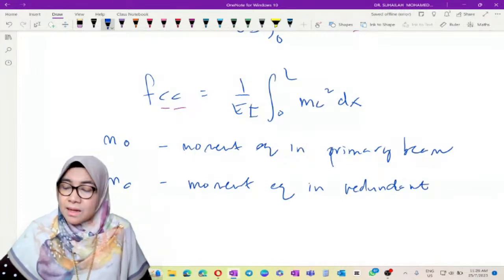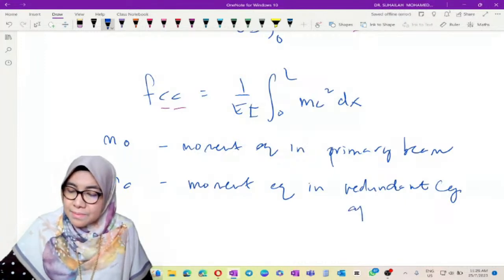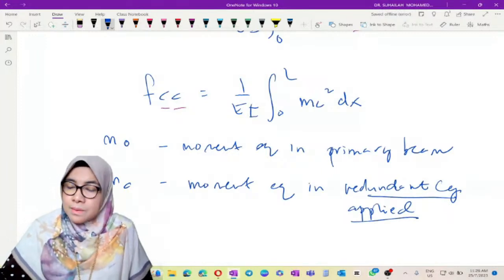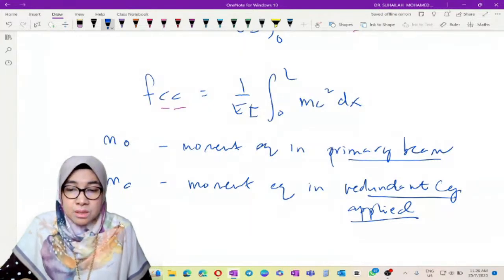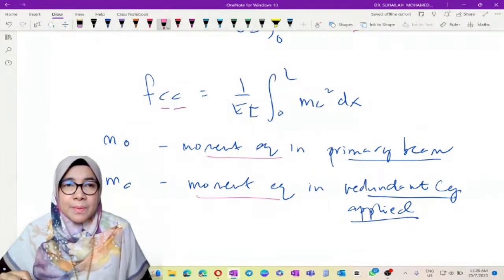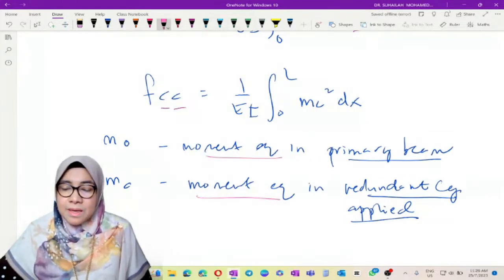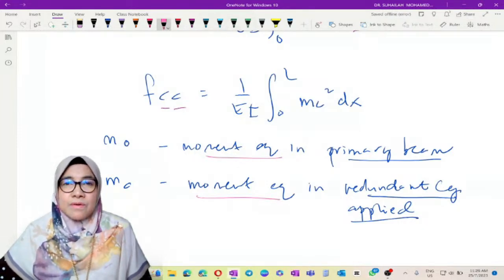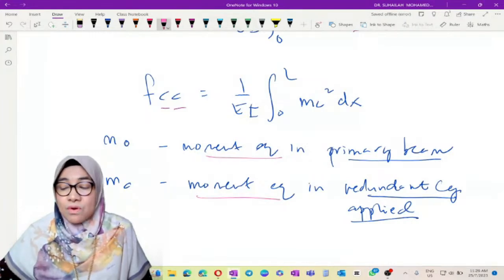What is the name of the redundant? CY. Redundant CY applied. This is the name. Primary beam. M refers to the moment equation, one in the primary beam, one in the redundant beam. So this actually will guide us on what the next step is. The next step is we have to have two cantilever beams, one for the primary beam, one for the redundant beam.